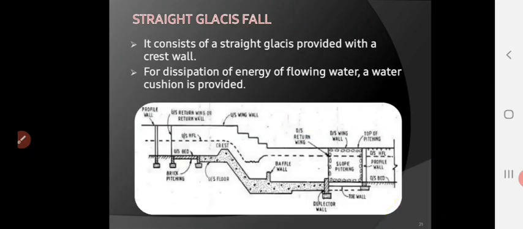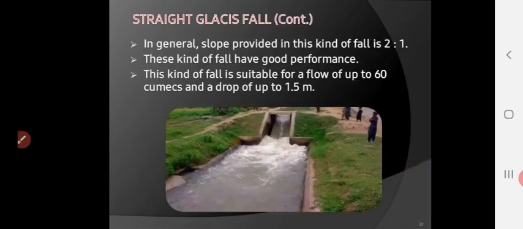Straight glacis fall. This is the typical cross section of a glacis fall. It consists of a straight glacis provided with a crest wall. For dissipation of energy of falling water, a water cushion is provided. This is the actual figure of a straight glacis fall. In general, the slope provided in this kind of fall is 2:1.